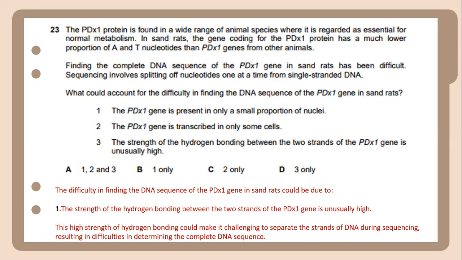The difficulty in finding the DNA sequence of the PDX1 gene in sand rats could be due to the strength of the hydrogen bonding between the two strands of the PDX1 gene being unusually high. This high strength of hydrogen bonding could make it challenging to separate the strands of the DNA during sequencing, which results in difficulty in determining the complete DNA sequence. And the answer will be one only. The PDX1 gene is present in only a small proportion of nuclei.